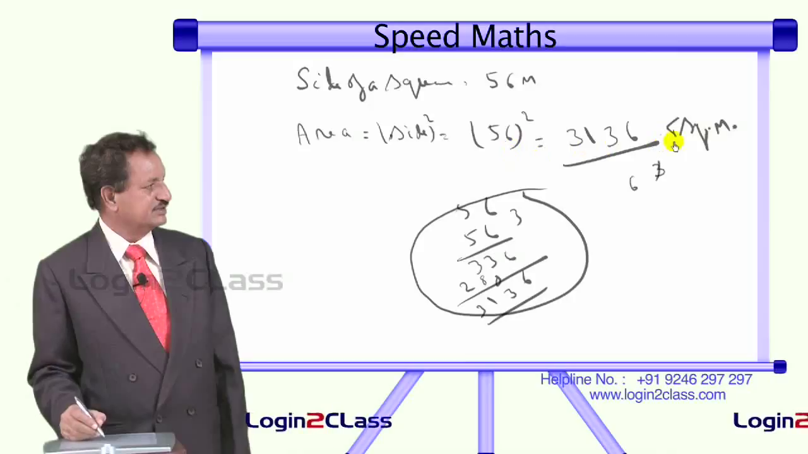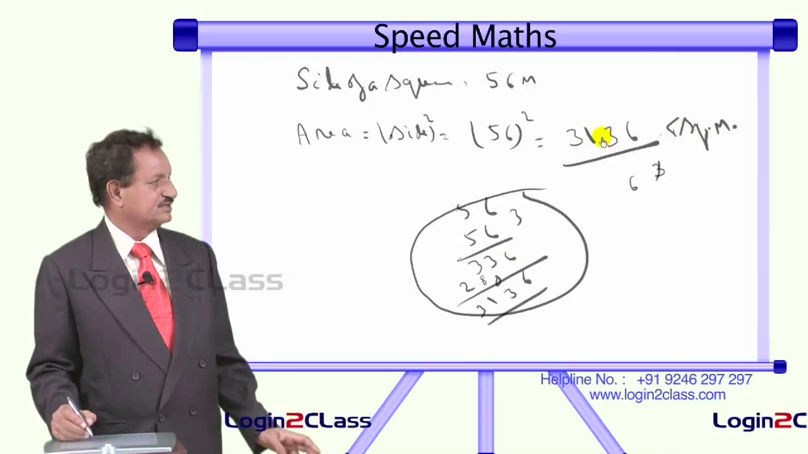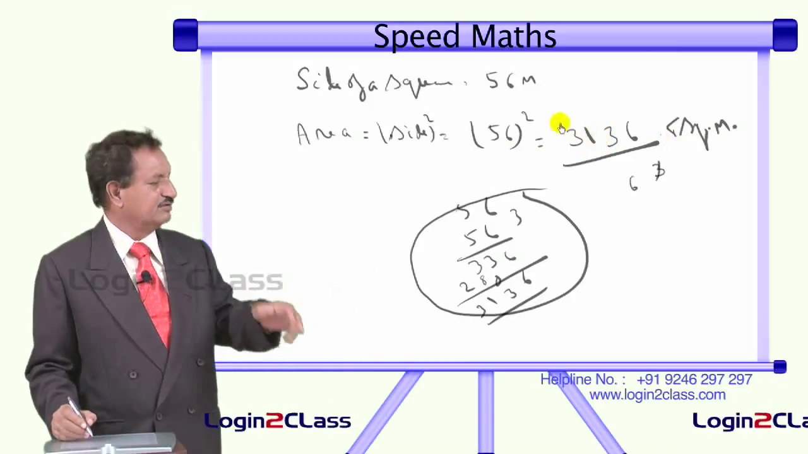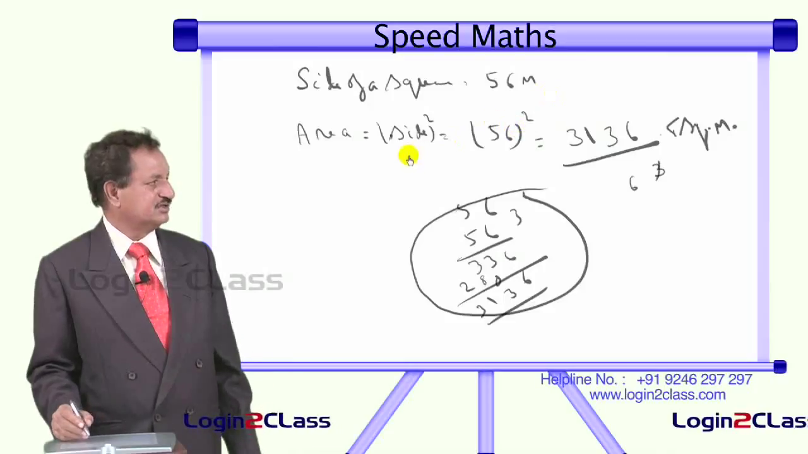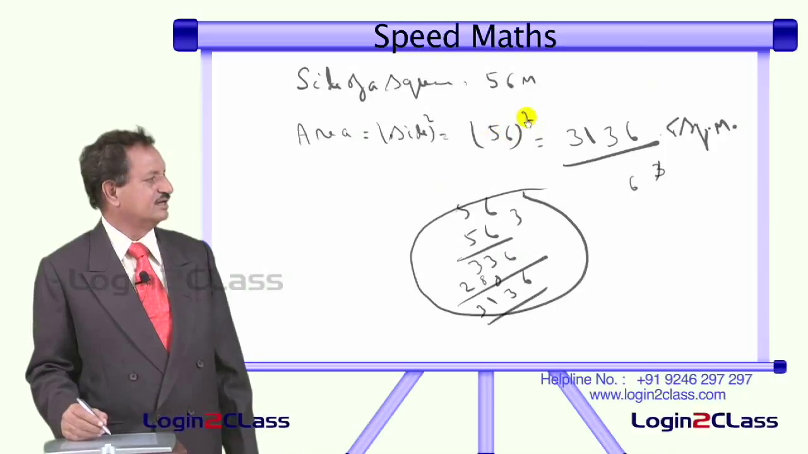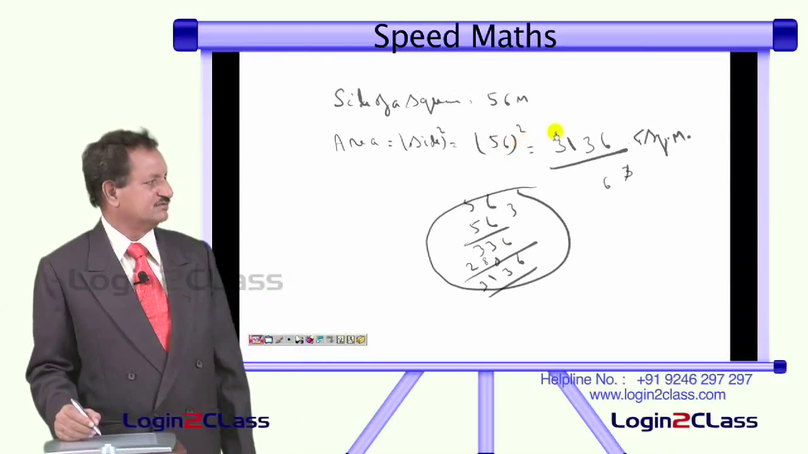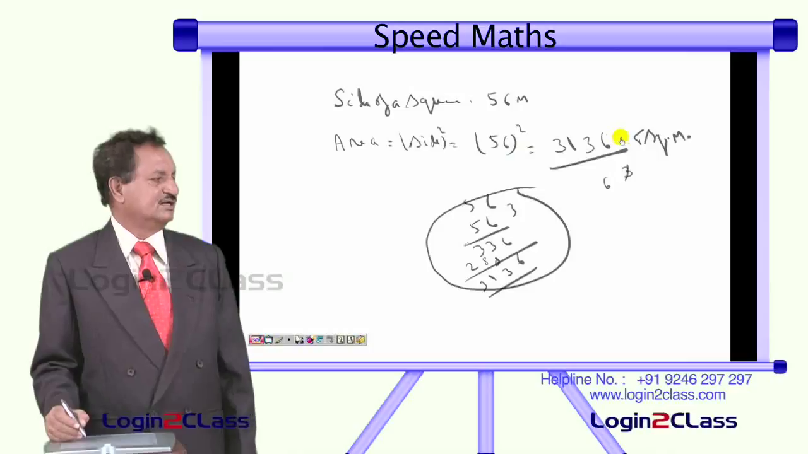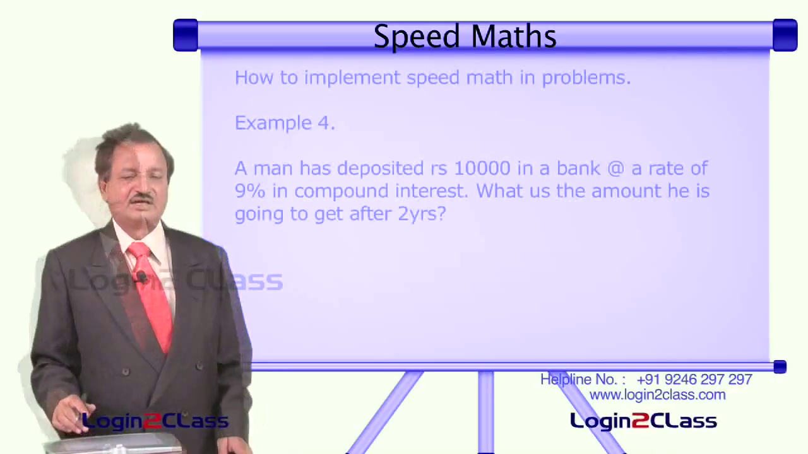Like that, 56 square can be done in just a few seconds. It is an example for you of how they will ask. They need not ask you 56 directly. They may ask like this: side of a square is 56 meters. What is its area? Then area is side square, that is 56 square. You can say easily it is 3136 square meters. Now let us see another example.